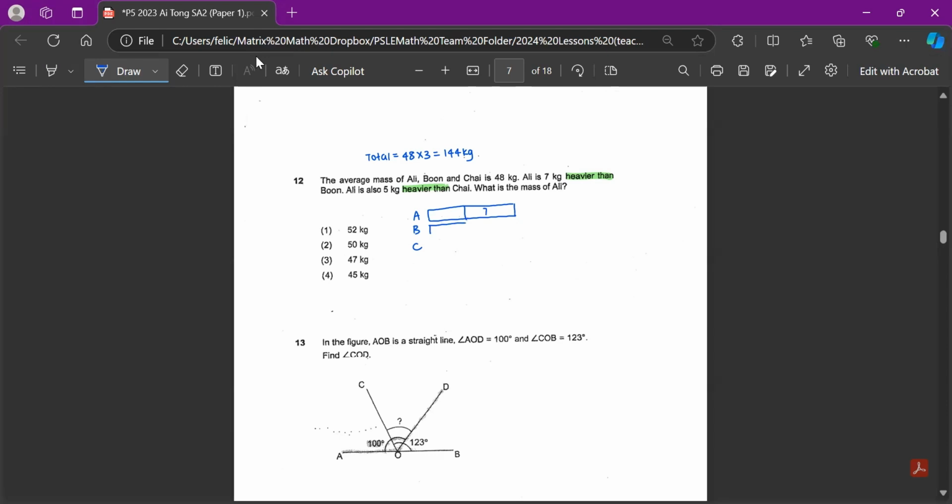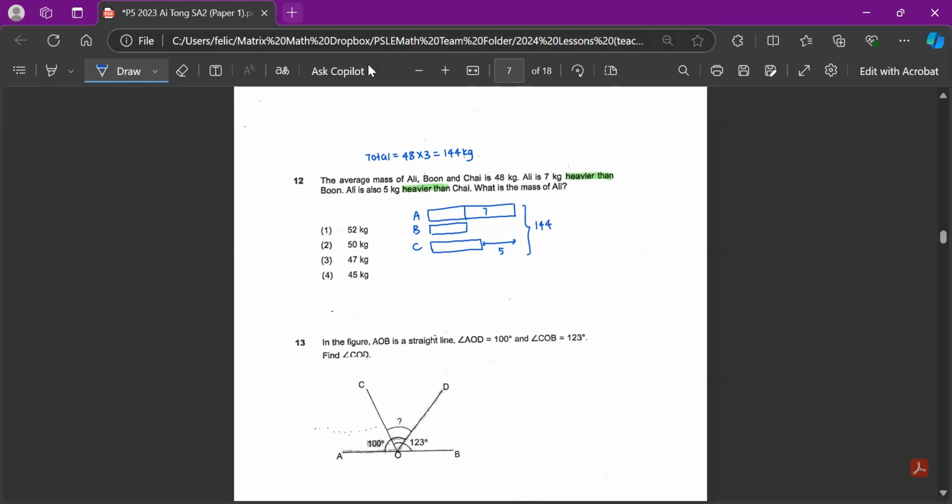This will be Boon. And next, if you read on, they say Ali is also 5 kg heavier than Chai. So if Ali is 5 kg heavier than Chai, means Chai must be a little bit heavier than Boon. Maybe something like this. Because the difference between A and C must only be 5 kg difference. So this is your 5 kg gap. We've done something similar recently in one of our average word problems. Then of course our 144 kg must be listed here.